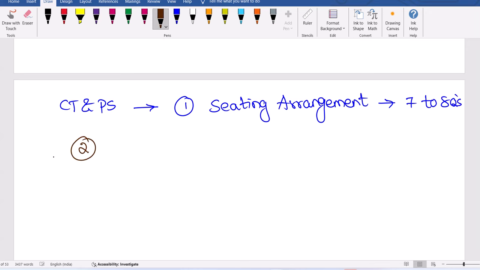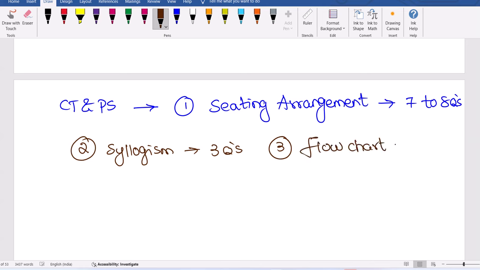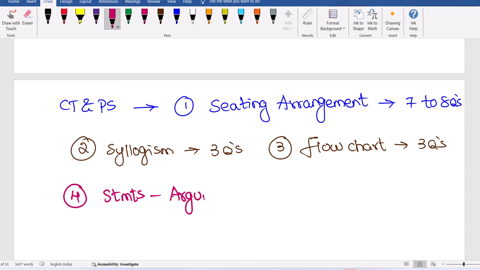The second area you need to worry about is the syllogism concept, around three questions. Flowchart, 3 questions guaranteed. So far we have around 13 to 14 questions from CET and PS. The other area is statements, arguments and conclusions, or assumptions. They give more on statements and arguments, or statements and assumptions, and very few on statements and conclusions. From this area, you can expect around 2 questions.